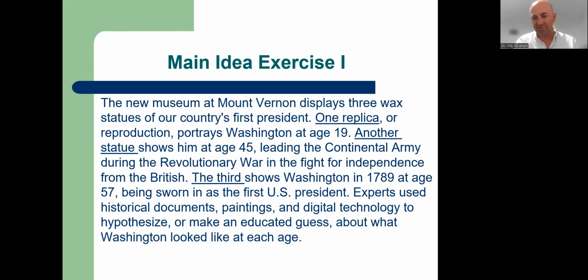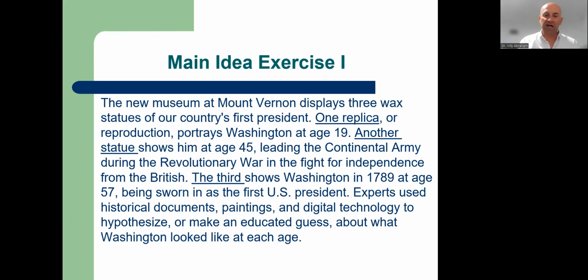One replica, and I emphasize this on purpose for you to easily identify the 3 statues. So one replica or reproduction portrays Washington at age 19. Another statue shows him at age 45, leading the Continental Army during the Revolutionary War in the fight for independence from the British. The third, meaning the third statue, right, shows Washington in 1789 at age 57 being sworn in as the first US president.